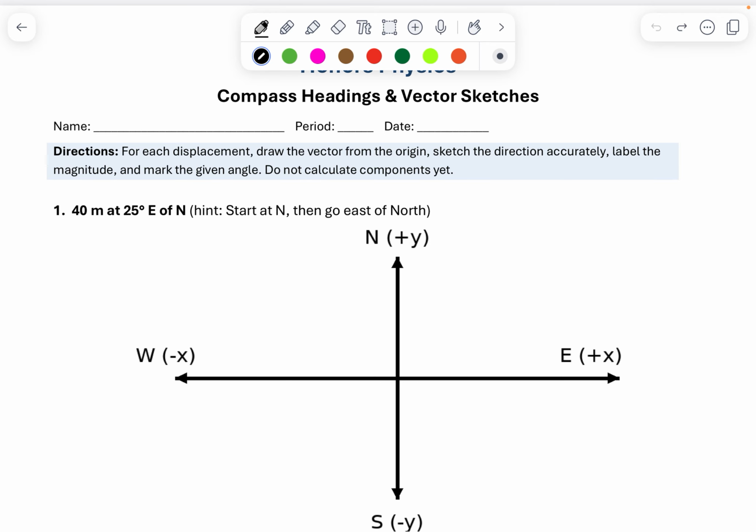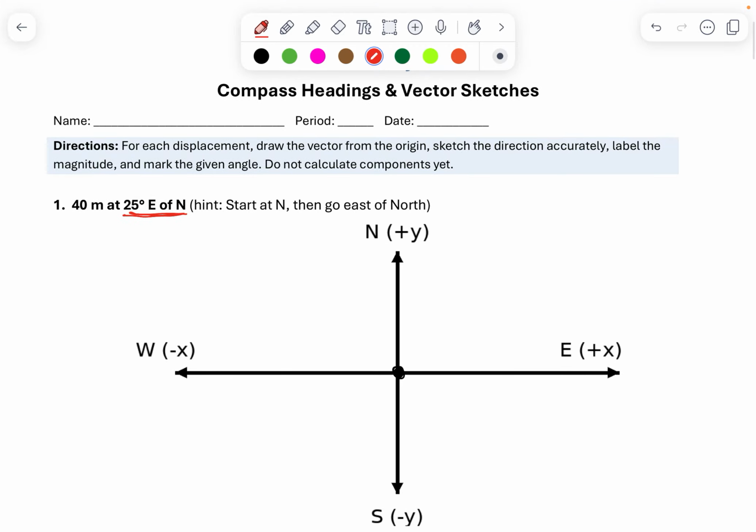So for all these, we're going to start thinking at our origin, and first, to get a sense of it, look at the direction. This is 25 degrees east of north. So I kind of work backwards. I look at north right here. I'm looking at north.